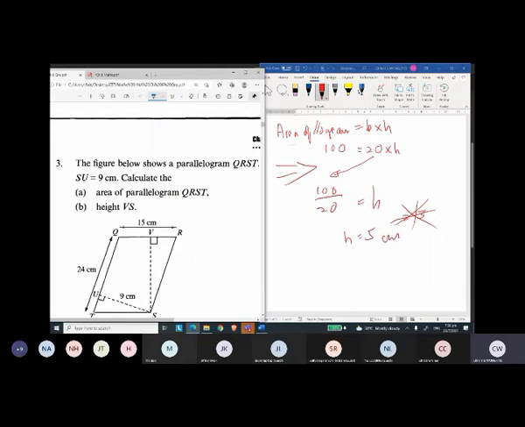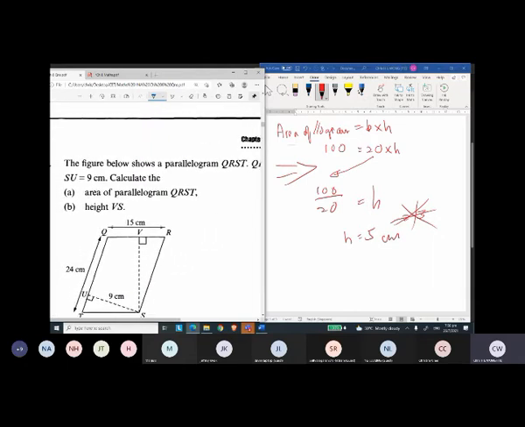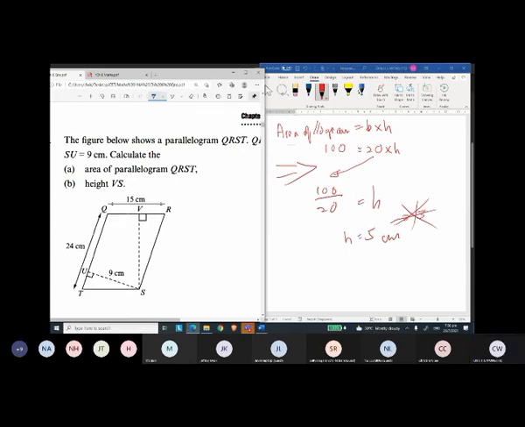Okay, yeah, this is a good question. Maybe just look at this. The figure below shows a parallelogram QRST. But there's no arrow, isn't it? QRST is a parallelogram, but there's no arrow. So what do you do? In your exam, they tell you that this is a parallelogram, but there is no arrow. What do you do?